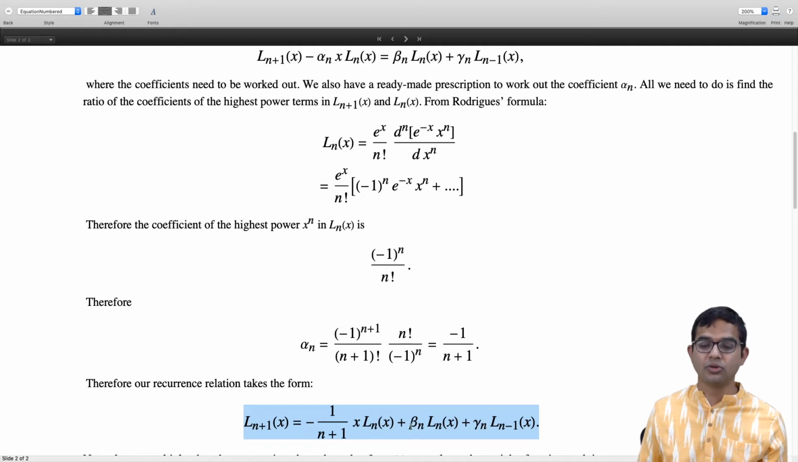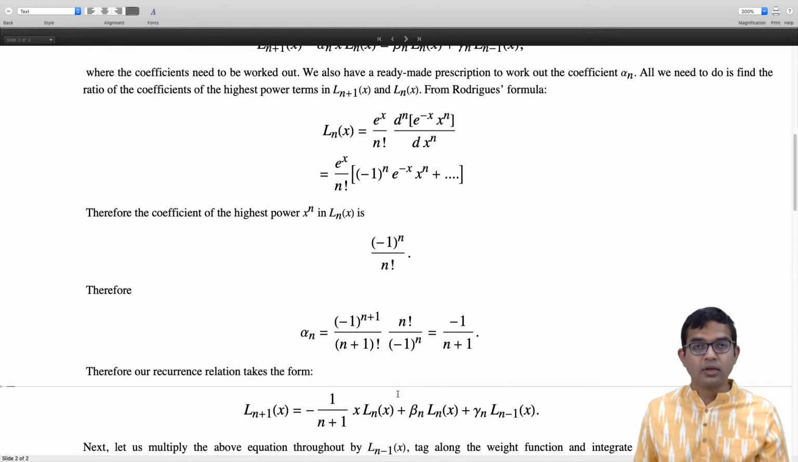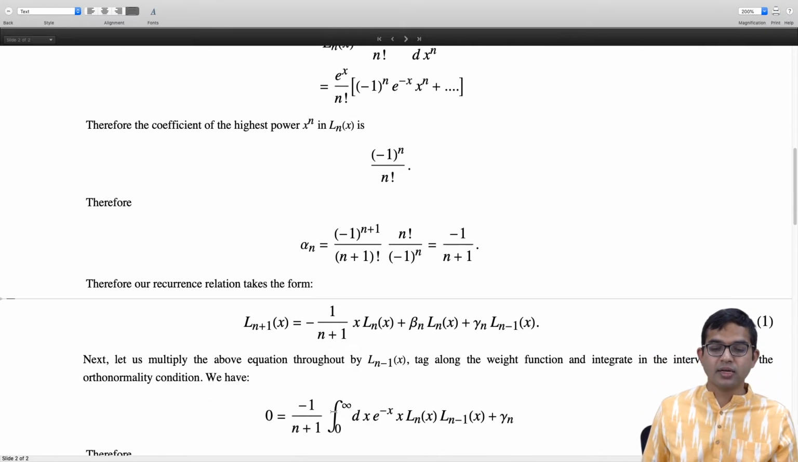So now there are these two coefficients beta n and gamma n which need to be worked out, and to do this we will exploit the orthonormality properties of the Laguerre polynomials. So what we do is we multiply throughout with L_{n-1}, tag the weight function along and integrate. So when we do this, on the left hand side, L_{n-1} and L_{n+1} are by design orthogonal to each other.